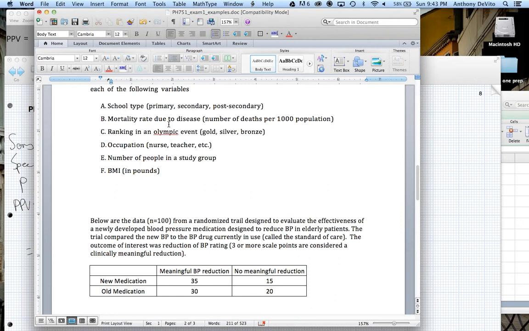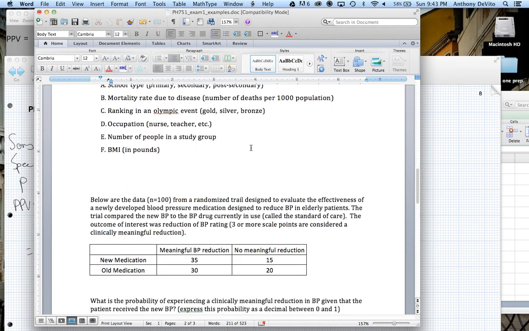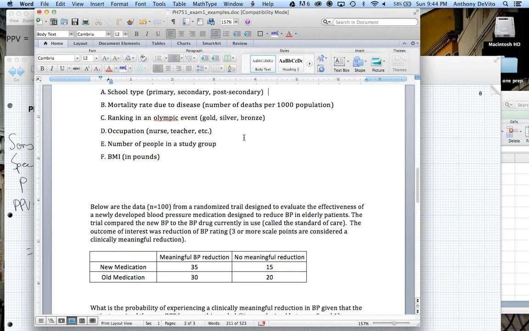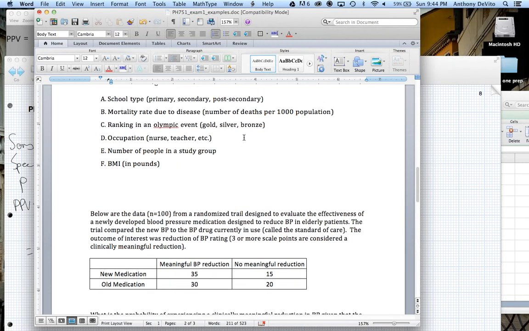Mortality rate due to disease, number of deaths per 100,000, 20 per thousand, 20 per thousand, 23.7 per thousand. What kind of variable is that? Okay, continuous, I agree. Okay, ranking in an Olympic event, gold, silver, or bronze. That one's a little bit clearer to me, right? I think that's ordinal. That's definitely ordinal.